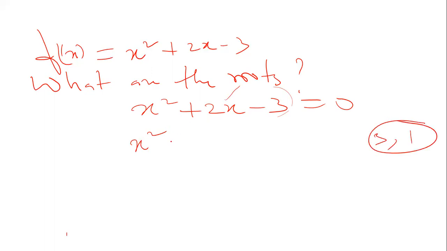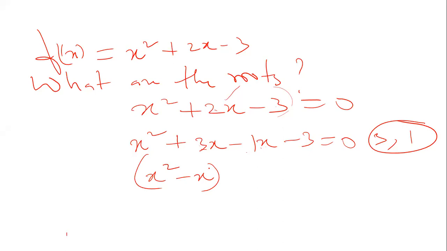So you can write this as x squared plus 3x minus 1x. So 3x minus x is 2x, and 3 into minus 1 is minus 3, right? So you can write it like that. This is how you solve it. And this will be x squared minus x plus 3x minus 3 equal to 0.